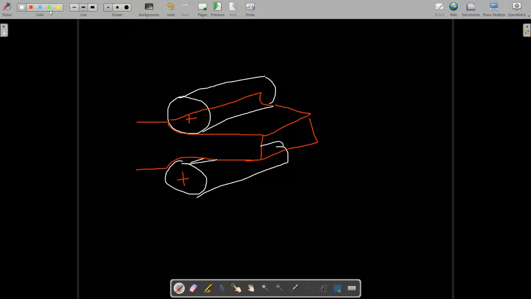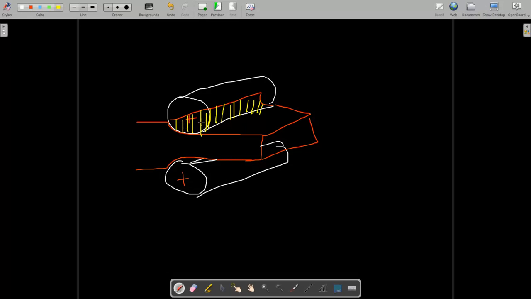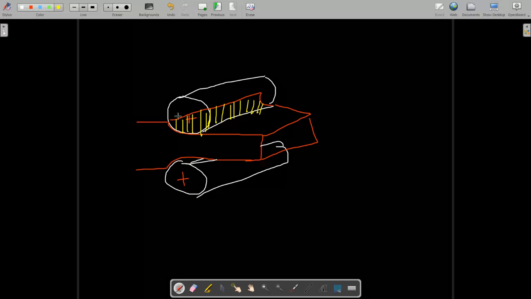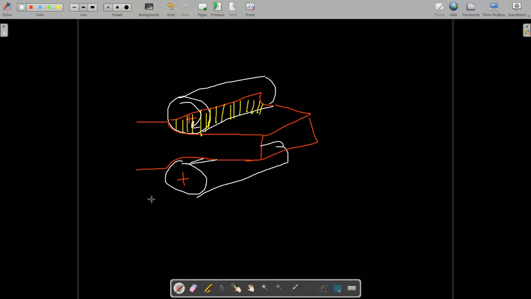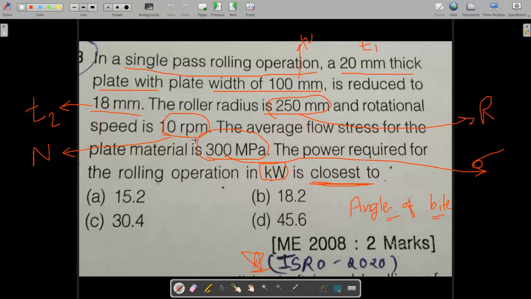So here the area I am going to mark with yellow. This is the area under the rolling contact, so this will be the area for the stress. In this yellow portion, the stress is acting. Till now clear here, and the roll is rotating like this. So to find power, we will go in the reverse direction.